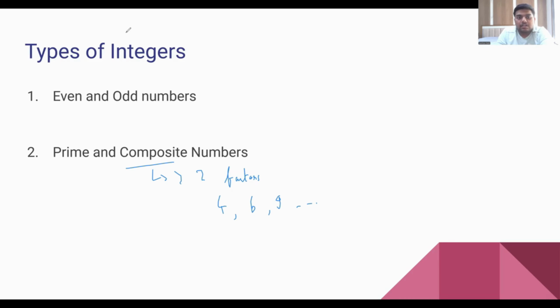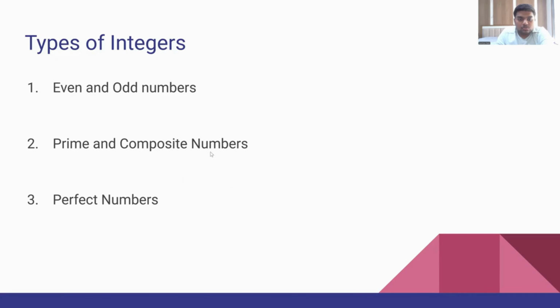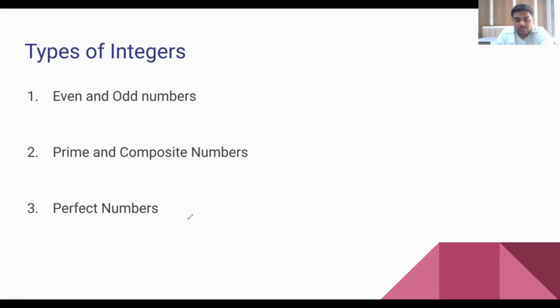Now there is another aspect of numbers, which means perfect numbers. So perfect numbers are the numbers wherein the sum of all the factors including the number is twice the number.